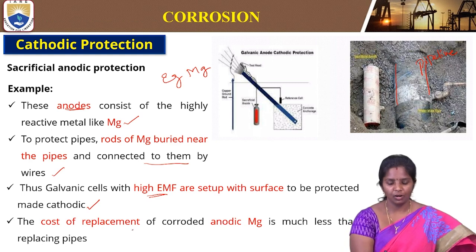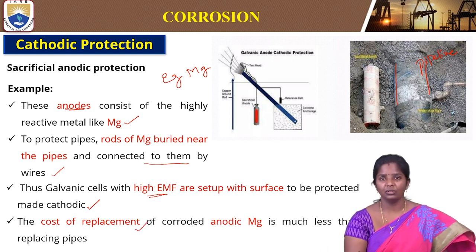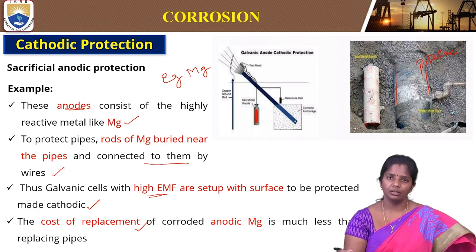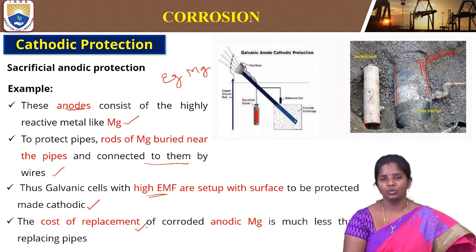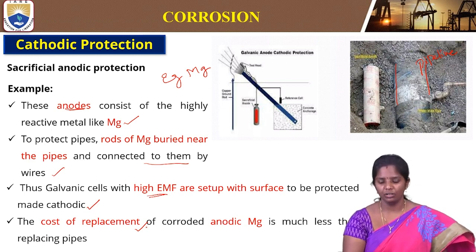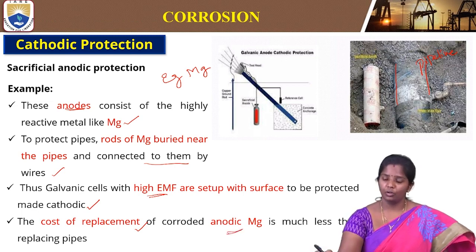When magnesium rods are placed, we have to replace them periodically so that the original pipeline will be protected. But the replacement cost of this magnesium is lower when compared to the cost of replacing the original pipeline. So this is good in protecting the original pipeline.